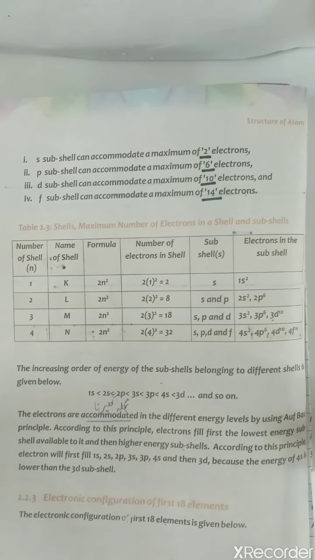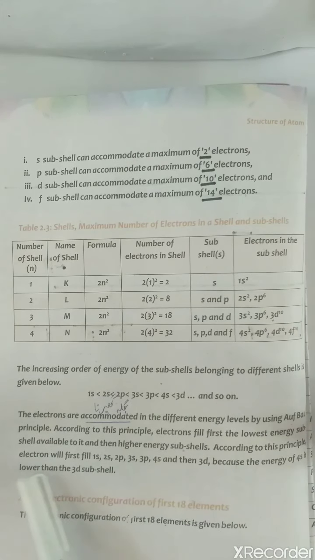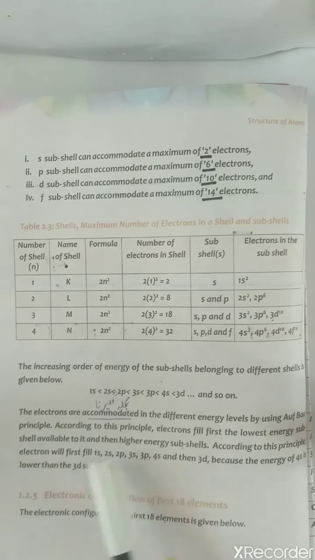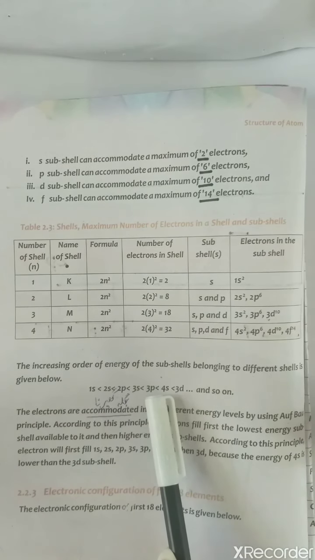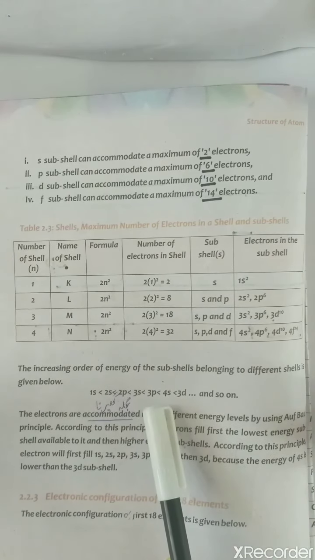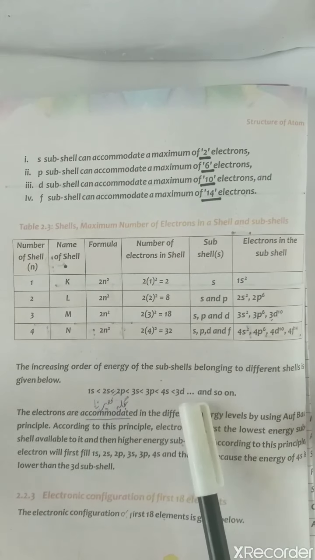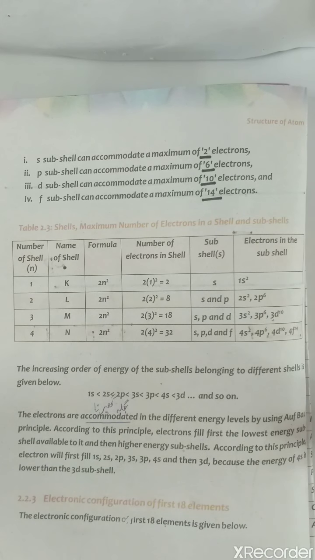So you can see according to this principle, electron will first fill 1s, then 2s, 2p, 3s, 3p, 4s and then 3d, because the energy of 4s is lower than the 3d subshell. You can see that 4s is having lower energy, so you're going to put the electrons in the 4s then in the 3d. So the electrons are adjusted in the energy levels or the subshells according to their energy. First in the lowest energy level and then you're going to move higher and higher.